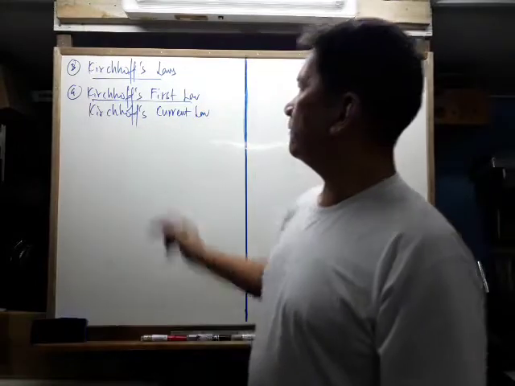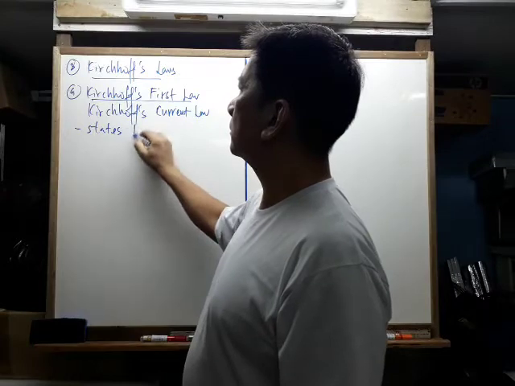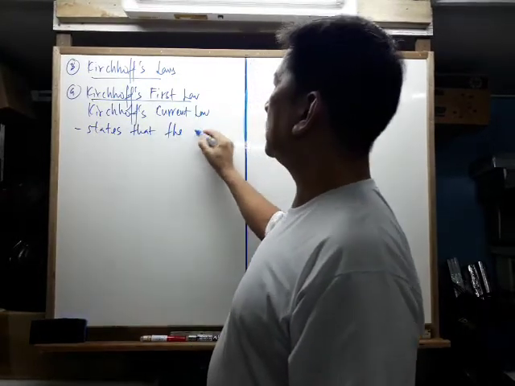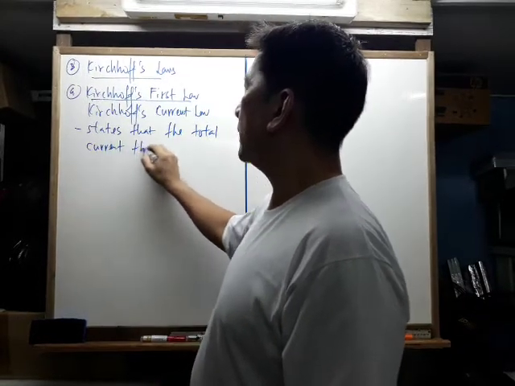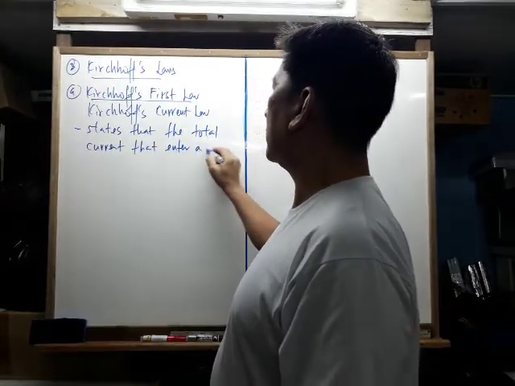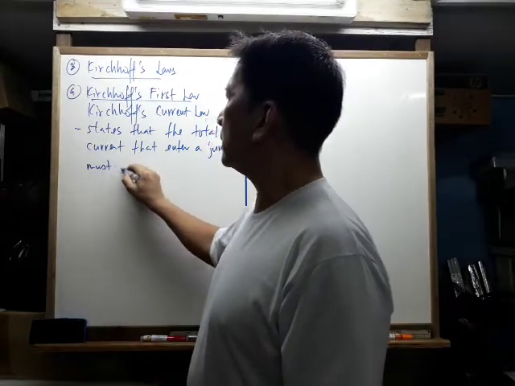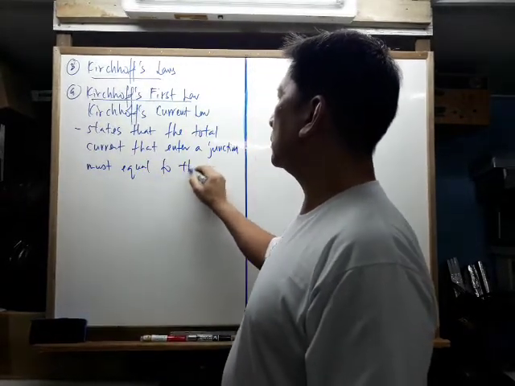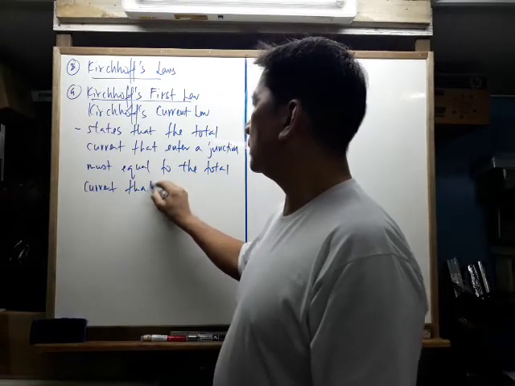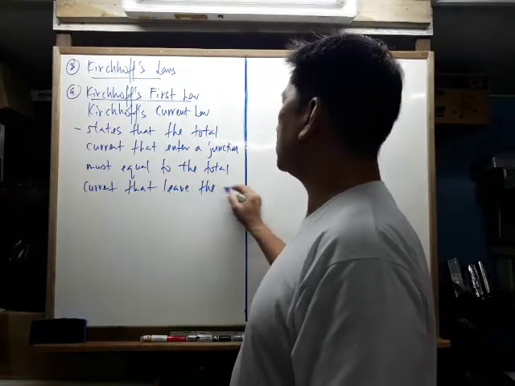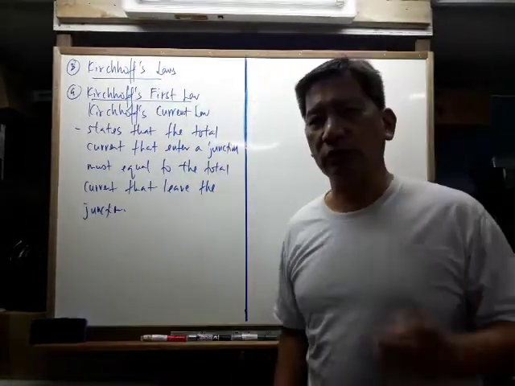because it's related to current. Alright, so Kirchhoff first law states that the total current that enters a junction must equal the total current that leaves the junction. Okay, so that's the statement for the Kirchhoff first law.